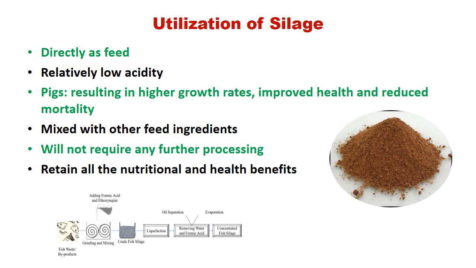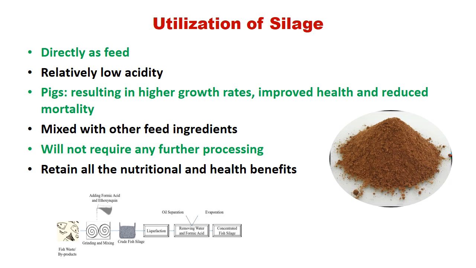Now about the utilization of silage. It can be directly used as feed. It is relatively low in acidity. In the case of pigs, by feeding the silage, we can have higher growth rates, improved health and reduced mortality.